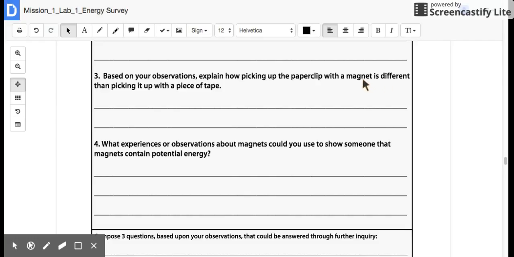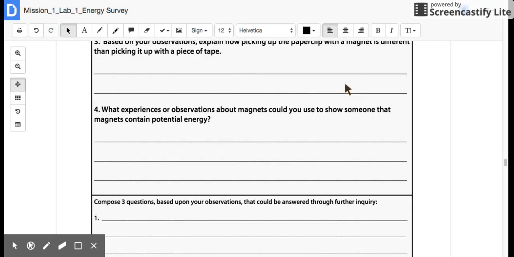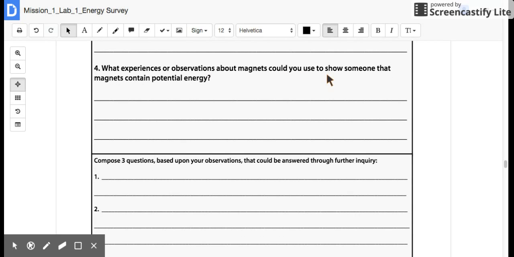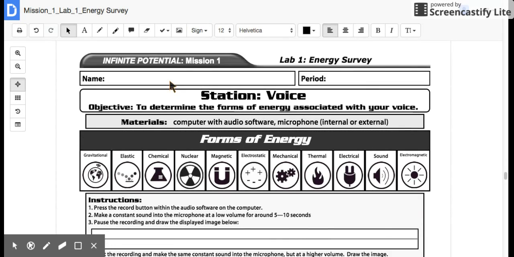So here, think about terms of energy. Does a piece of tape, when it picks something up, is there energy involved? Think that through. What experiences or observations about magnets could you use to show someone that magnets contain potential energy? Once again, the ability to cause change. How can magnets cause change?